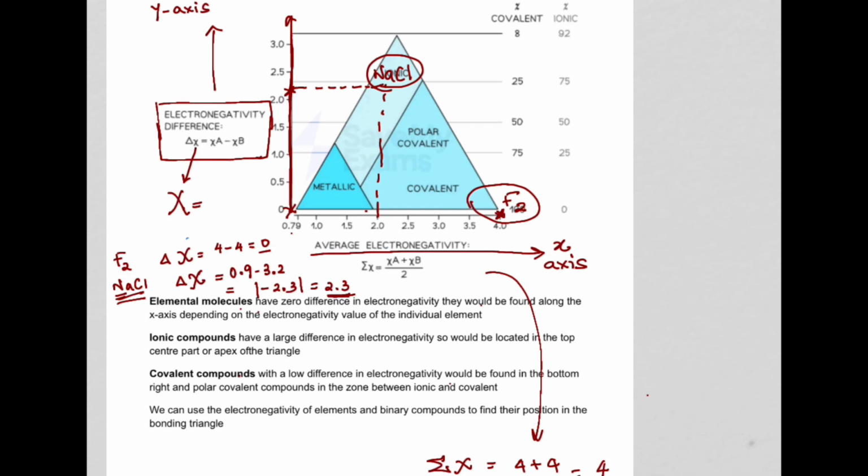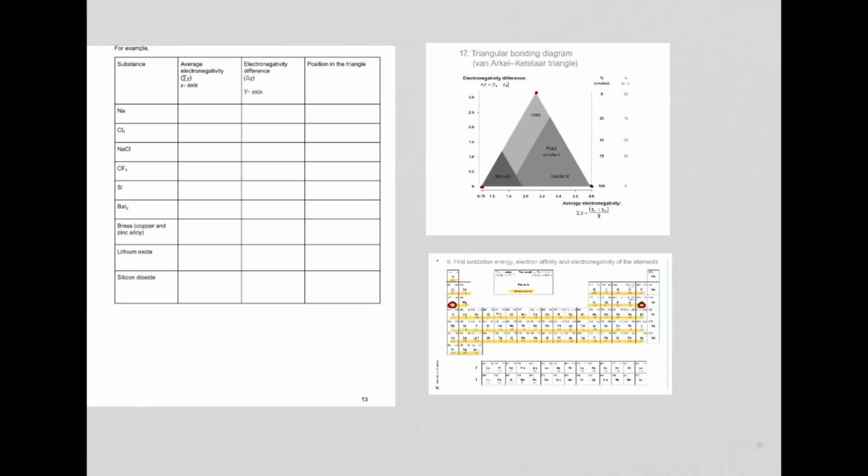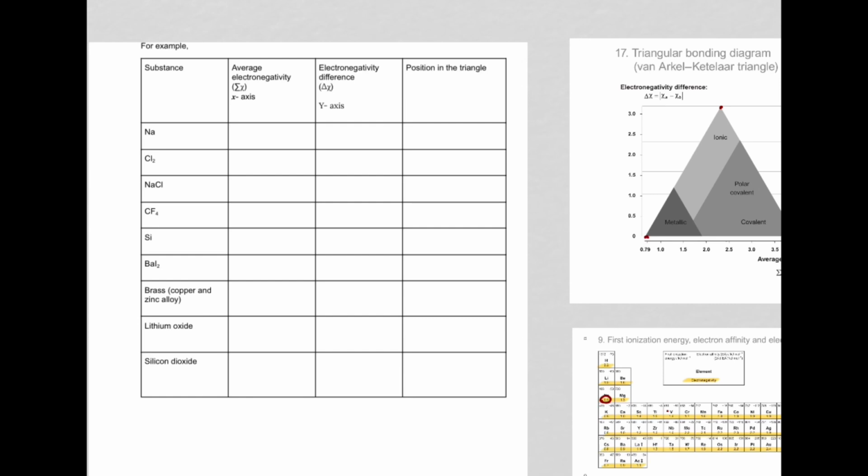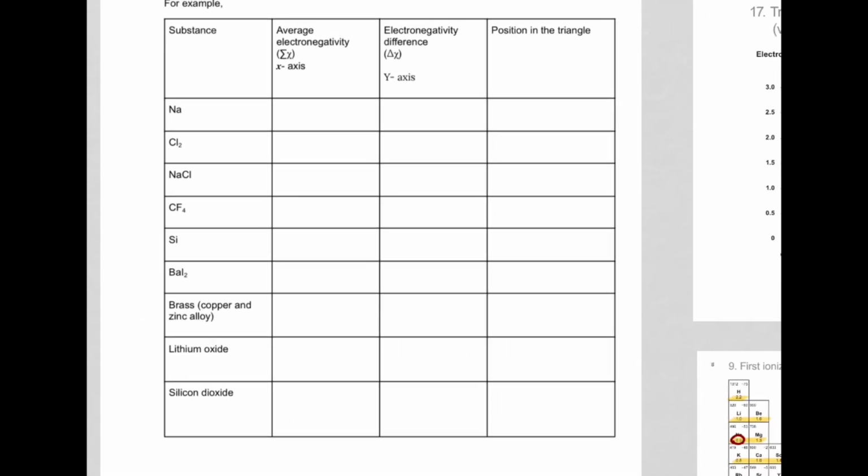If you find something in this region, it will be polar covalent. If you find something in this region here, this is going to be metallic. Similarly, you're going to work out the average electronegativity and the electronegativity differences for all these substances and find the position in the triangle. I'm going to do one of them so that you have an example.